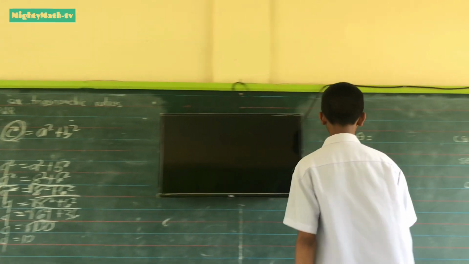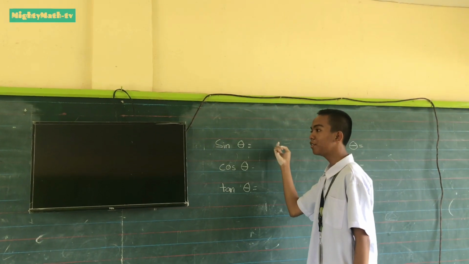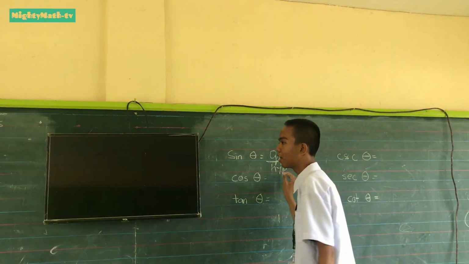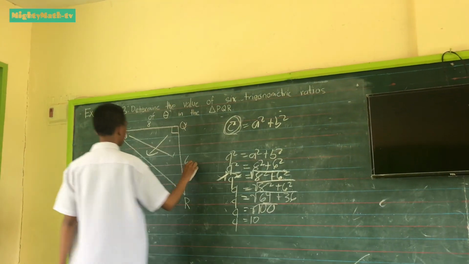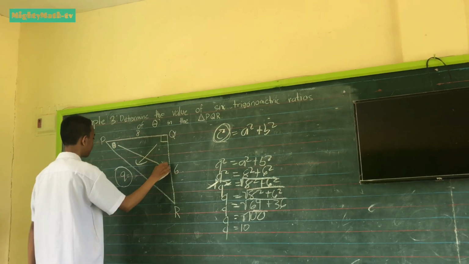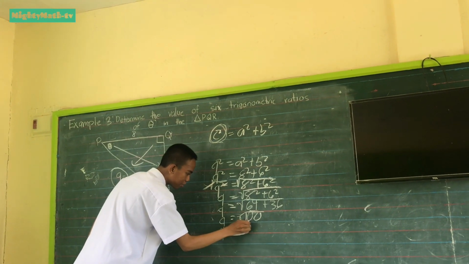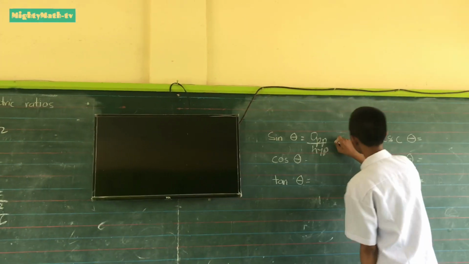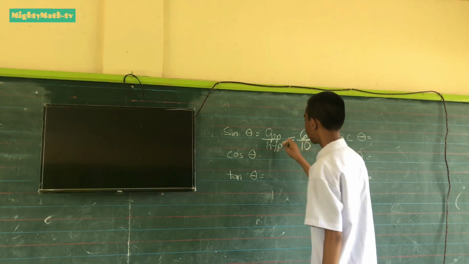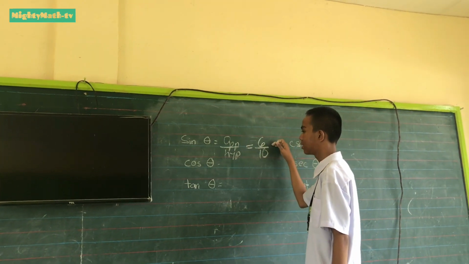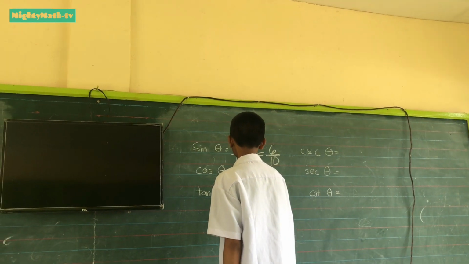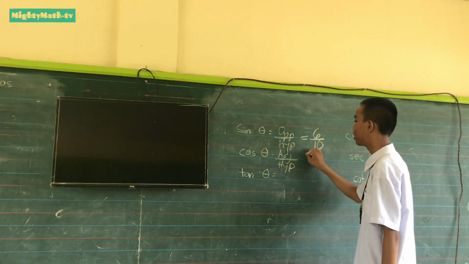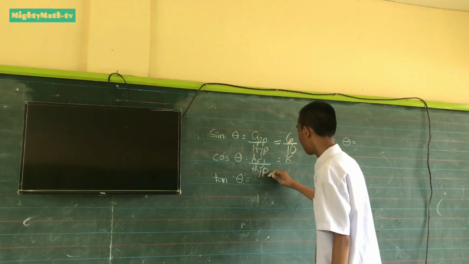Now, let's dive into the next part. Sine theta is equivalent to opposite over hypotenuse. And our opposite side is 6, our adjacent side is 8, and our hypotenuse is 10, as we solved earlier. So it's 6 over 10, because again, the value of the opposite side is 6. Next is cosine theta. It's adjacent over hypotenuse. And our adjacent is equivalent to 8 and our hypotenuse is 10.